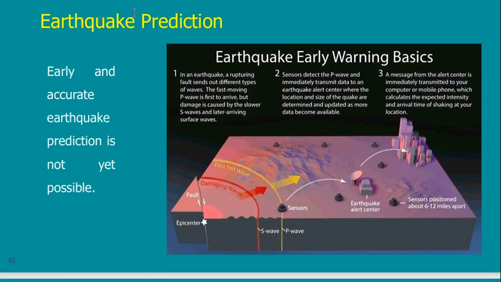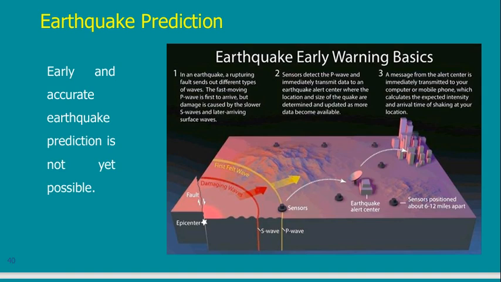Can I predict earthquakes? So far the answer is no. Don't believe anyone who tells you that we can predict earthquakes. We can only predict an earthquake just seconds or minutes before it. How can we do this? Using what we said before.